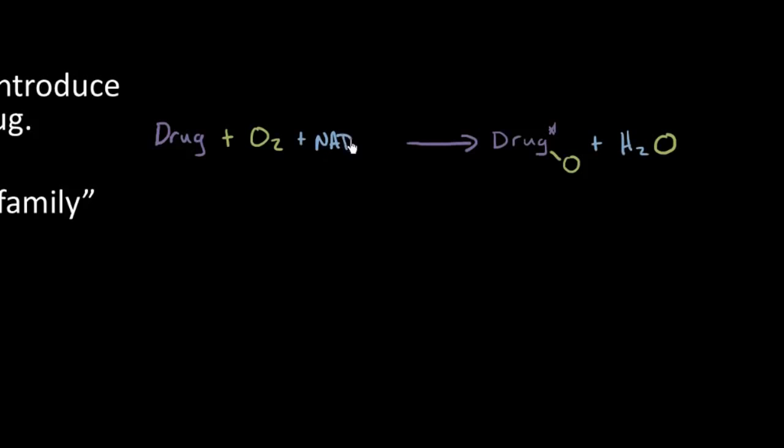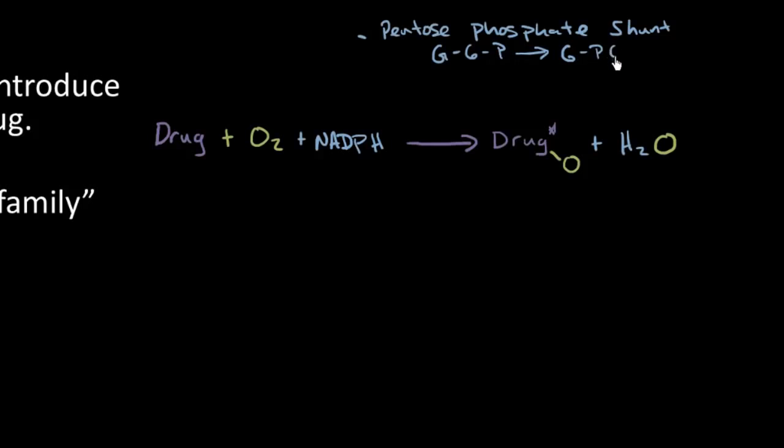NADPH. And hopefully you remember NADPH. This is from biochemistry. So NADPH, we covered, well, not we, but you probably covered sometime in the past. This was part of the pentose phosphate shunt, or pathway, whatever you want to call it. Do you remember when we took glucose 6-phosphate and we formed 6-phosphogluconate? Oh, good old biochemistry. Well, as a byproduct, we formed an NADPH.